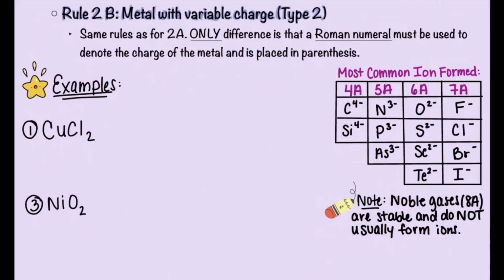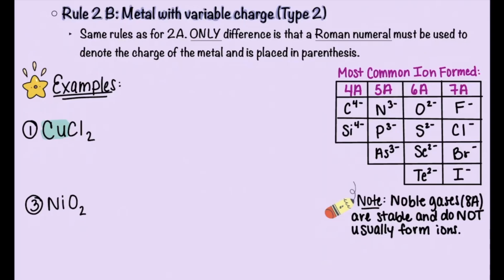First identify, ionic or covalent? Well, copper is a metal, chlorine's a nonmetal, so we know this is ionic and we're going to use rule 2. But does copper, which is the metal, have a fixed or a variable charge? Well, it's not in the fixed charge table that I showed you earlier. It's actually a transition metal. And copper actually can be +1, +2. We don't know what the charge is. So we have to add a Roman numeral in order to denote the charge of the metal.